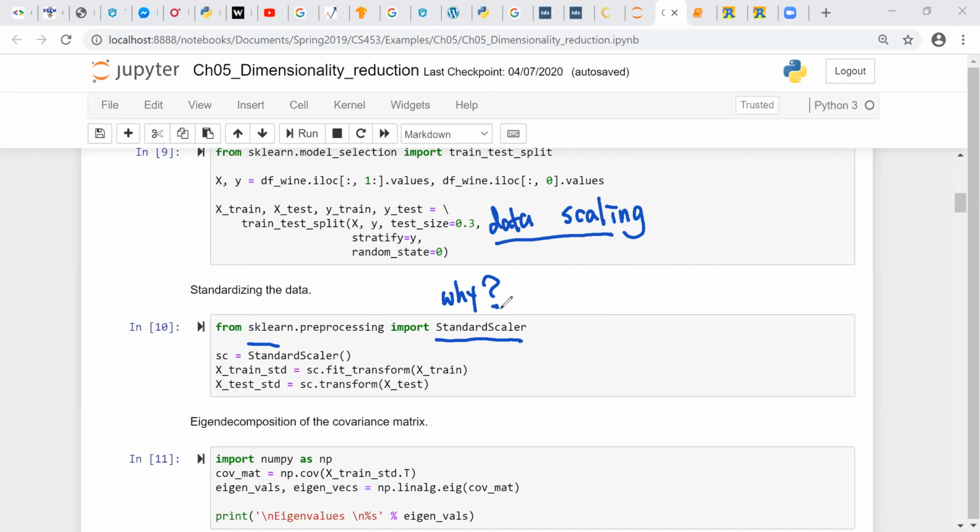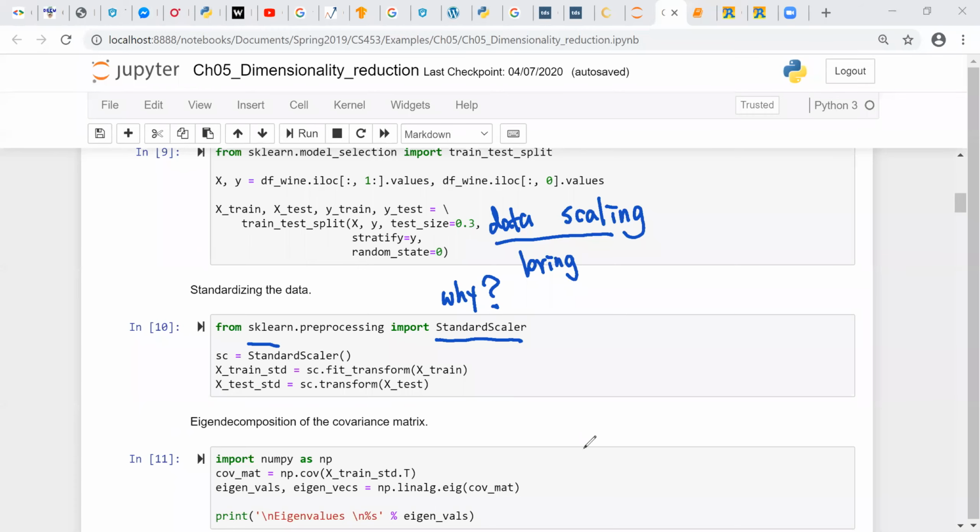So the reason to do data scaling is for what? So we can bring.